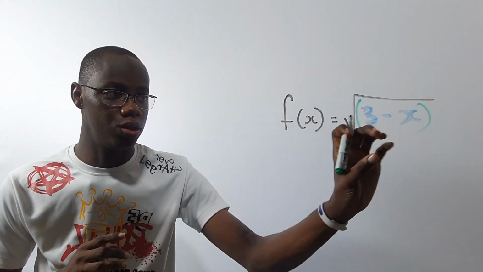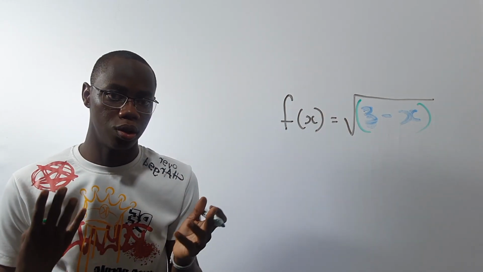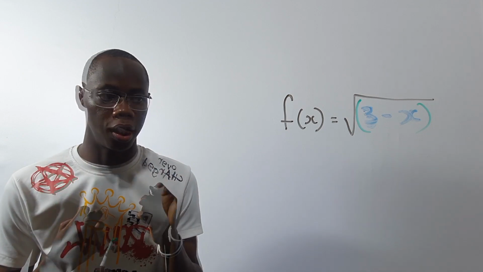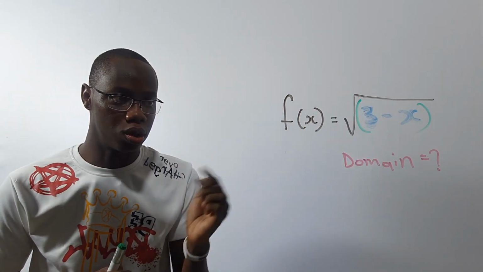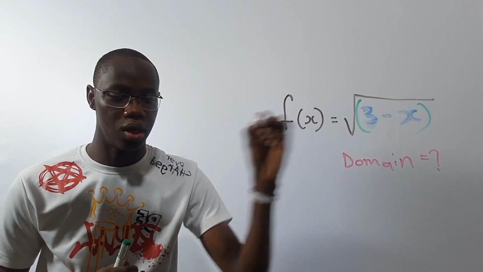So they're asking us to find the domain and the range. We're not given any specific direction or how the domain should look like. Now, think about this question. It says f of x is equal to the square root of 3 minus x.